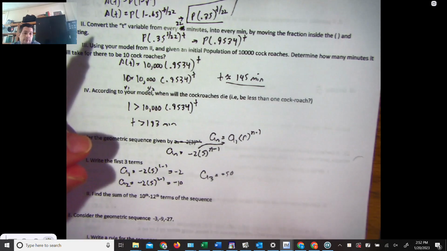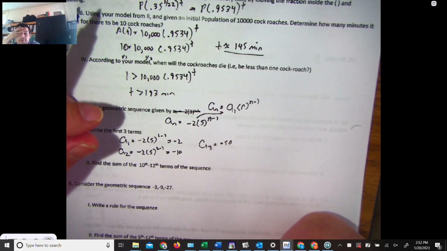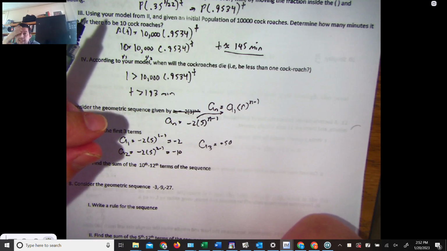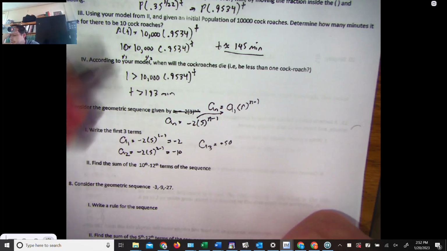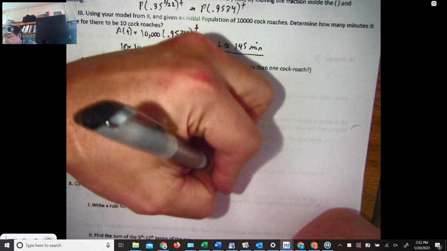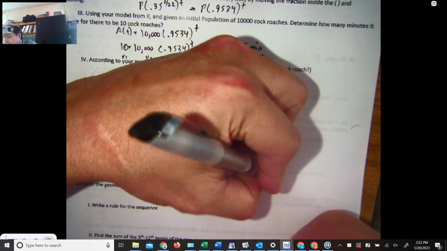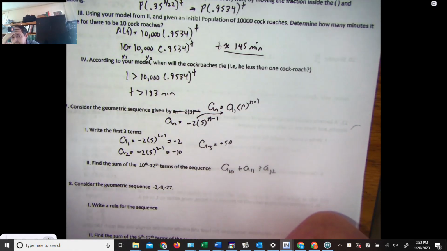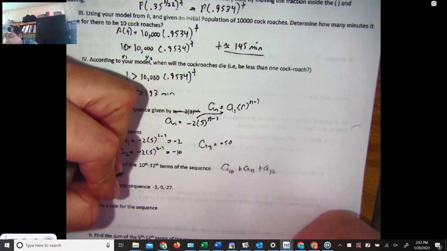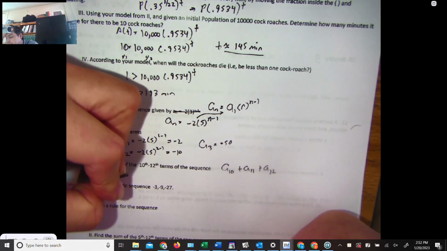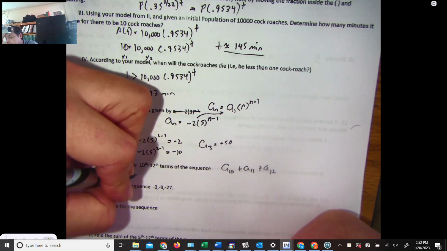All right, part 2, find the sum of the 10th through 12th terms of the sequence. The easiest way to do this one, because there's only 3 things, is to legit find a sub 10, find a sub 11, find a sub 12, and add them together. That's the easiest way to do it. All right? There's a harder one down here. We'll use a formula, but you don't have to use a formula for this one. So a sub 10 happens when I plug a 10 in.